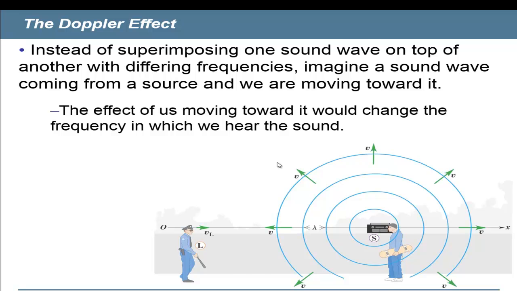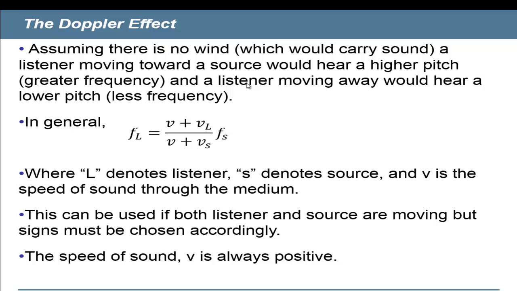But if we assume that there's no wind, which is a pretty key assumption here, because a wind would carry the sound, it would change the frequency. Then in that case, we have the medium itself is moving, so then the wave in the medium is moving. It makes it much more complicated. So we'll definitely assume there's no wind. Then a listener moving toward a source would hear a higher pitch, which would be a greater frequency. That's why we would hear a higher pitch. And a listener moving away would hear a lesser frequency, so we would hear a lower pitch, right?